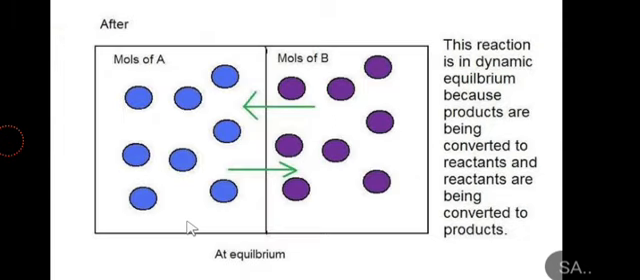Now to dynamic equilibrium. In this case, as you can see, these reactants are forming the product, and then the product is going back to give you reactants. So this reaction is in dynamic equilibrium because products are being converted to reactants and reactants are being converted to products. This is two-dimensional. It is happening both in the forward direction and in the backwards direction. So this is the dynamic equilibrium.